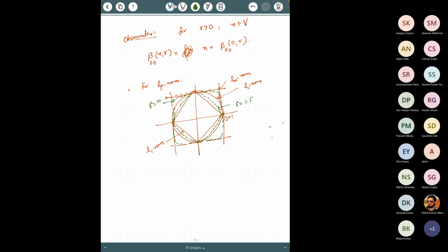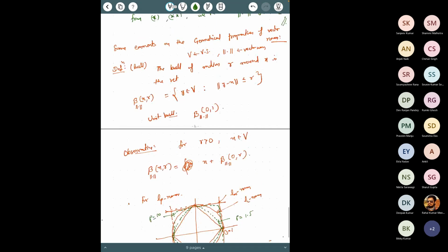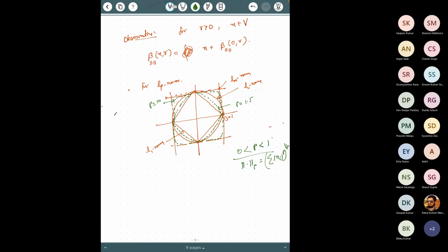But I also mentioned in the previous class that when p is greater than 0 and less than 1, then the function we had defined is not a norm. It doesn't define a norm because it doesn't satisfy the triangle inequality. You can verify that. Although it's not a norm, you can still define this set for this function and talk about the ball with respect to that function. If p is less than 1, it would be of this shape. So this is not a norm.